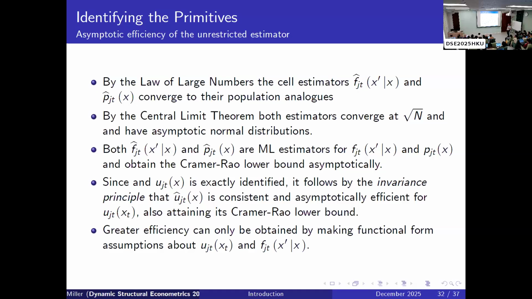Okay, unrestricted. They obtain the Cramér-Rao lower bound. U is exactly identified now. That's what the previous theorem shows. So it must mean that the U hats that you get out of this representation are consistent and asymptotically efficient. Okay. So it attains the Cramér-Rao lower bound. What that really means is the following. That the only way you get more efficiency is by making functional form assumptions on the U and the F.